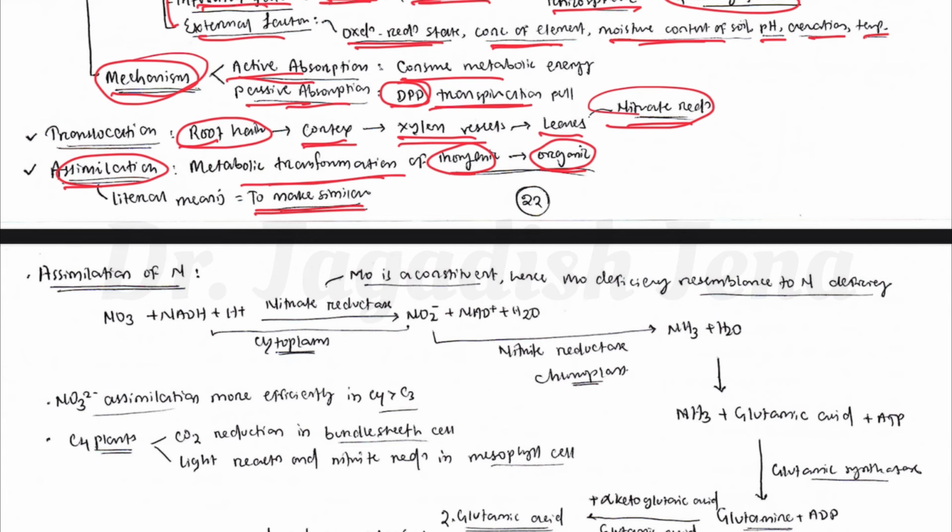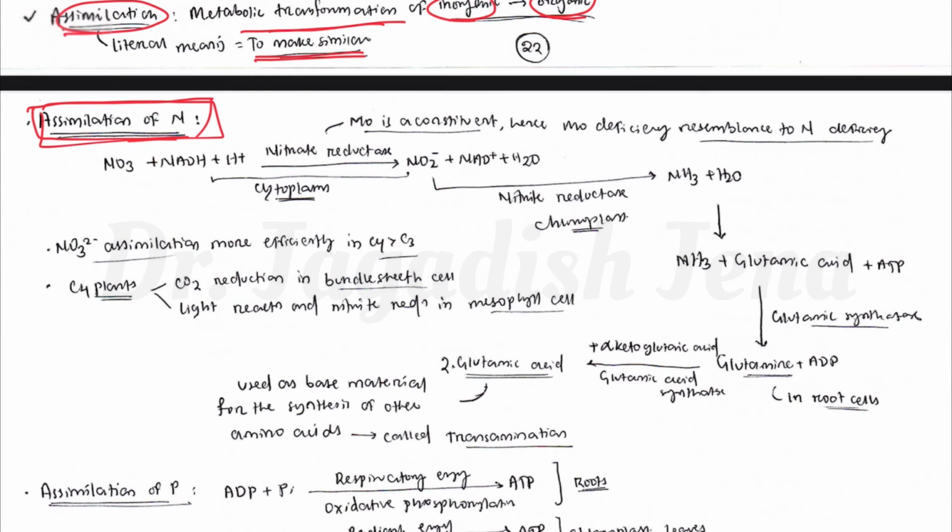Then assimilation of nitrogen. First one, let's discuss assimilation of nitrogen. So how does this assimilation of nitrogen happen? Nitrogen, as you know, is mainly taken up by the plant in nitrate form or ammoniacal form. When it is taken up through nitrate form, it combines with NADH and H plus in the cytoplasm, and there the enzyme nitrate reductase is activated, which reduces this NO3 form to NO2 minus. So that is basically nitrate reductase. Nitrate is reduced to NO2 minus.